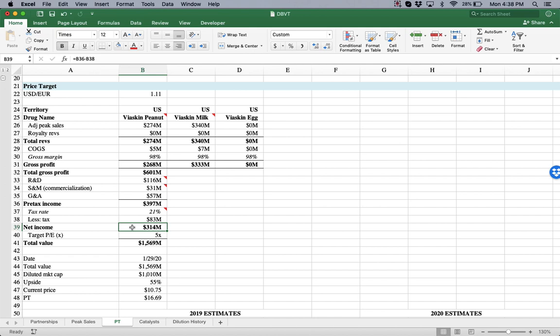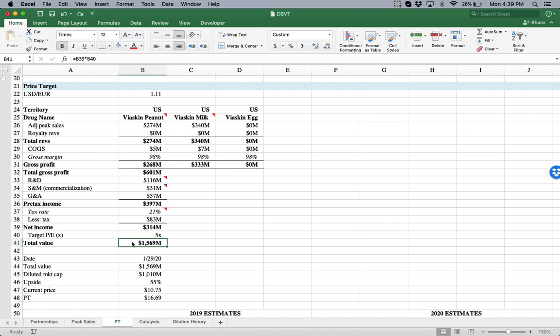And then since it's a biotech, it's much riskier than a non-biotech company, so we expect, of course, a higher return. So we're going to use a lower PE than we would for a non-biotech company. So we'll use a PE of 5. And you can read the explanation as to how we choose the PE in the other file in Dropbox. So with the PE of 5 and net income of 314 million, we get total value of 1.6 billion.